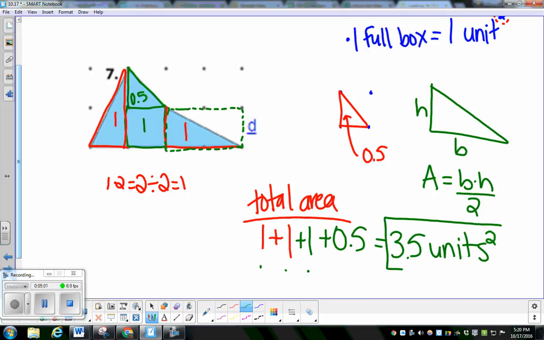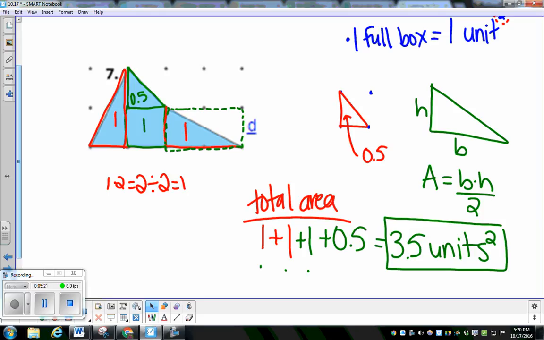And yes, you have to write out units squared for your units there. So what I want you guys to do is work very carefully through the rest of this. I want you to draw your lines very carefully. Make sure you're only counting full boxes and right triangles. Do not rush through this investigation. I will not be happy if you do that.